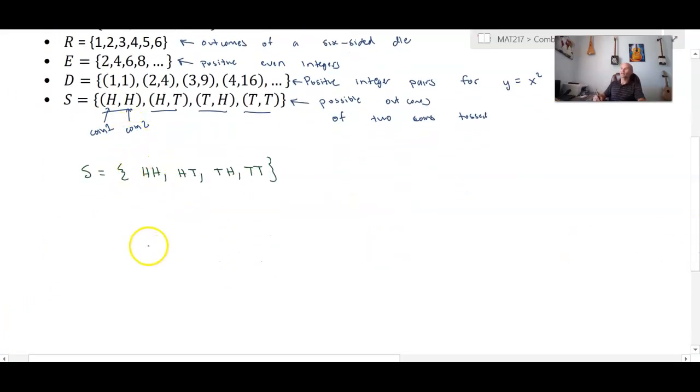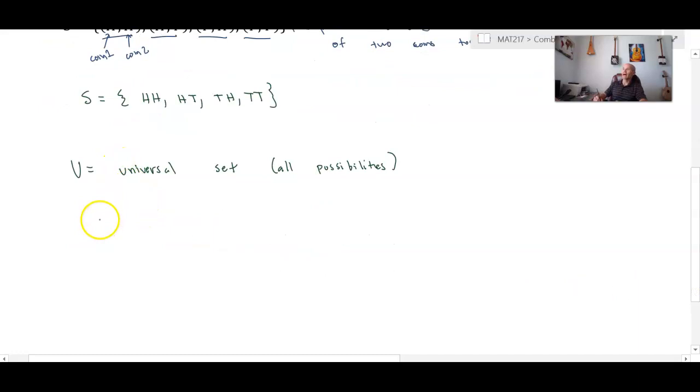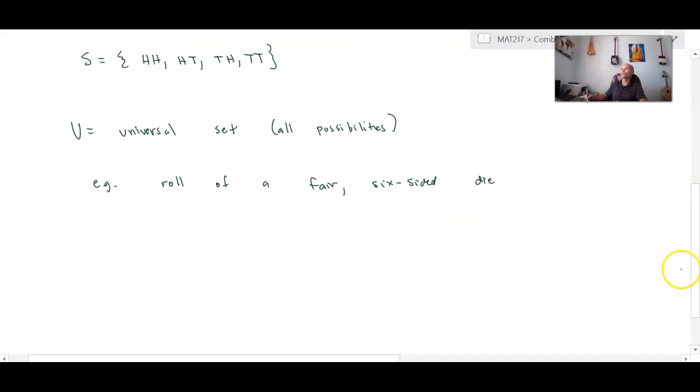Now, depending upon our context, we usually have some sort of universal set. So let's define U to be the universal set, and that letter is going to be reserved for the universal set. So by universal set we mean basically all possibilities of whatever it is that we're describing. So maybe what we're looking at is a die roll, the roll of a die, and we'll say this is a fair six-sided die. Fair meaning that it's going to land on one of the six sides with equal likelihood.